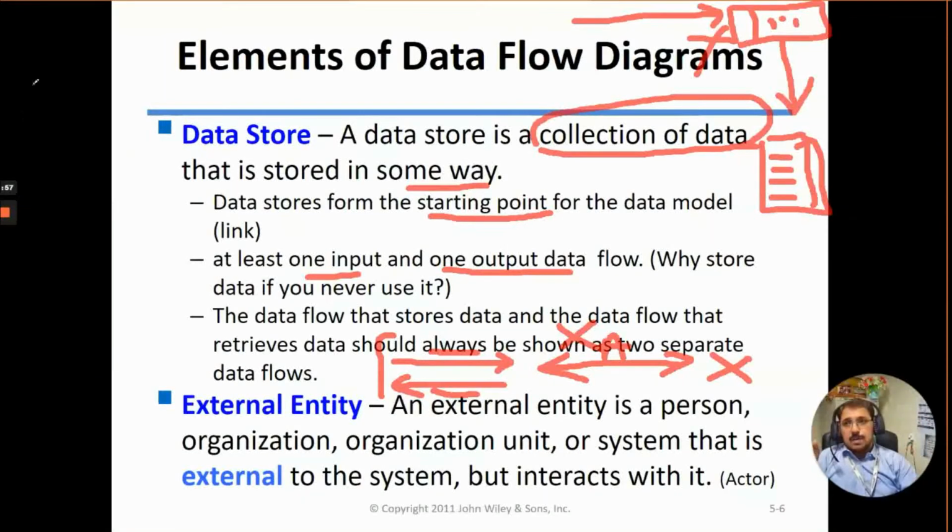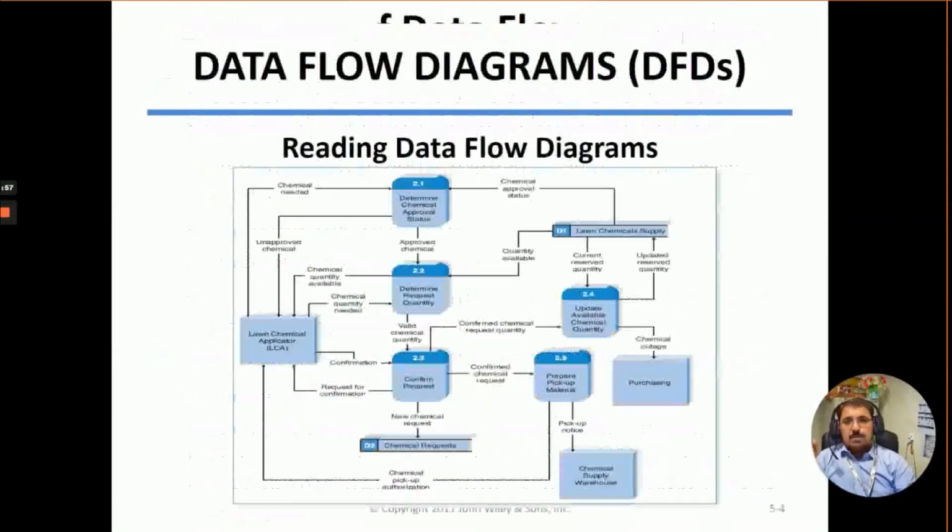Otherwise, look at this diagram. The diagram will be quite clear to you once again. You see here, the land chemical supply, this is a data store. This supply warehouse, or you can say a store, knows the amount and the availability of the chemical. This is why the confirmation comes from here: quantity available, how much is available. So this information is actually here.